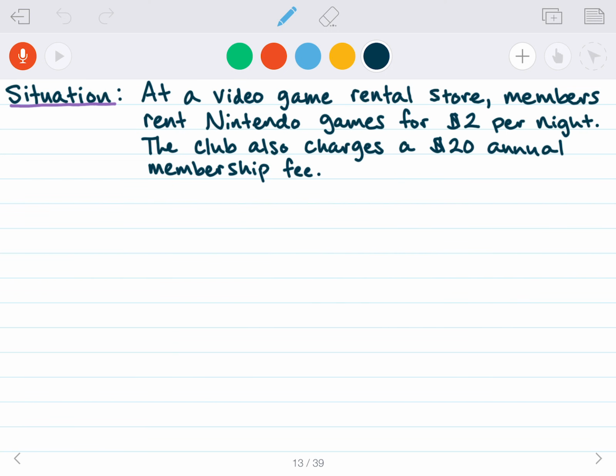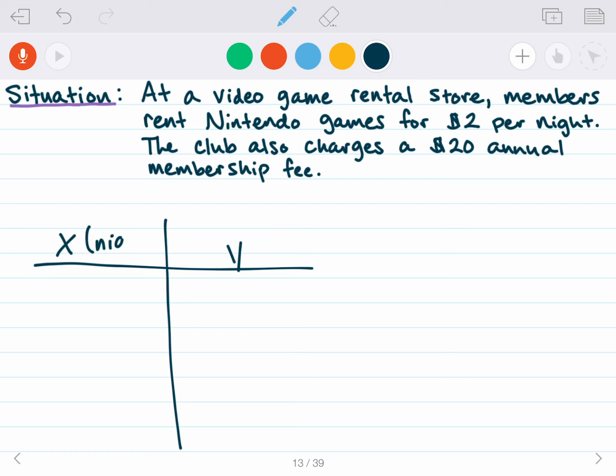All right, let's do this situation at a video game rental store. We have X, we have Y. So remember, X was the nights that we rent the movie, and Y was going to be the cost in dollars.